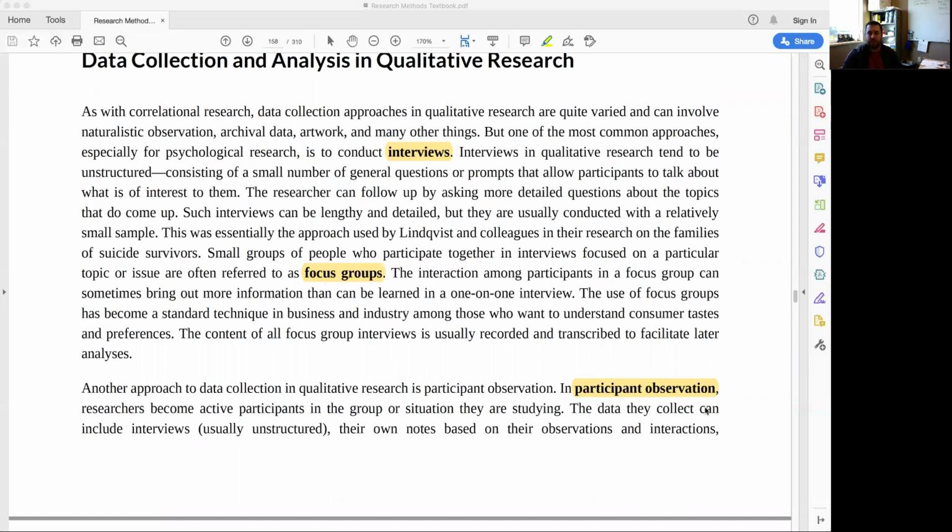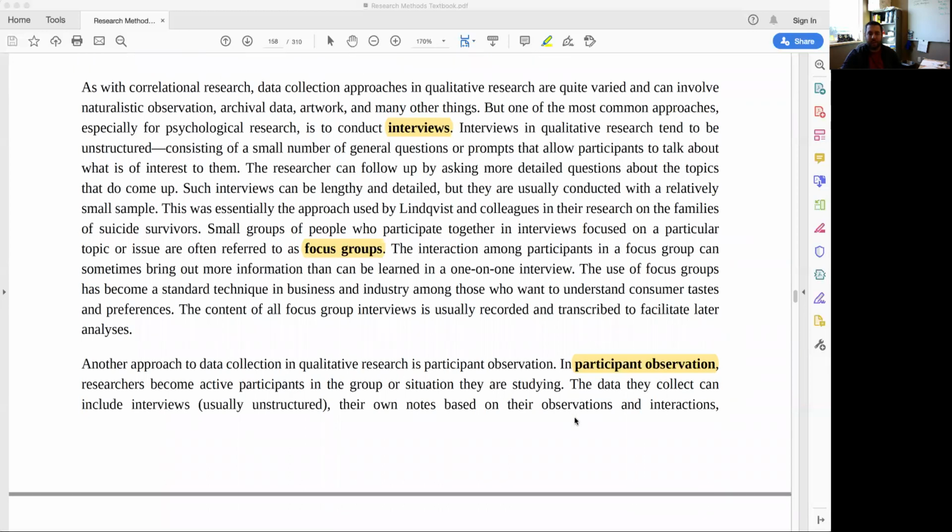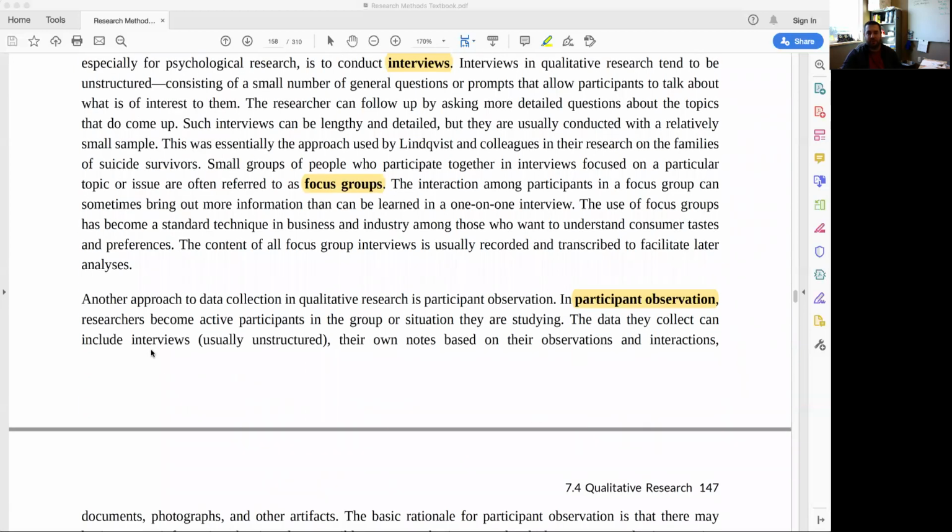You can also do participant observation. This is where the researchers actually become active participants in the group or in the situation that they are studying. So they actually kind of become one, and then they can do less structured interviews, and it's just a little bit more fluid. People might be a little bit more open or honest if they view you as an in-group member instead of an out-group member.